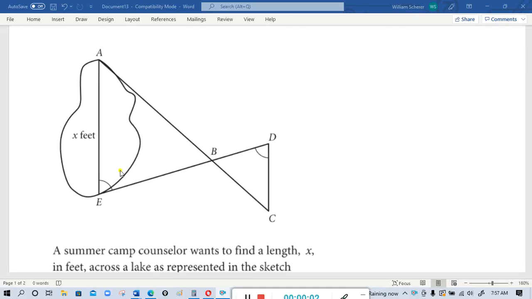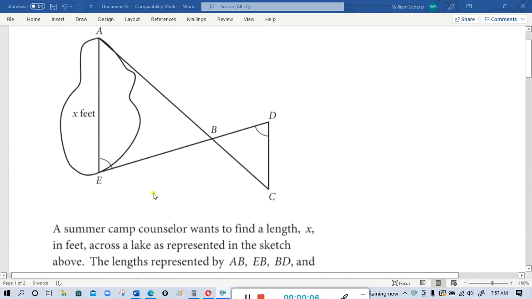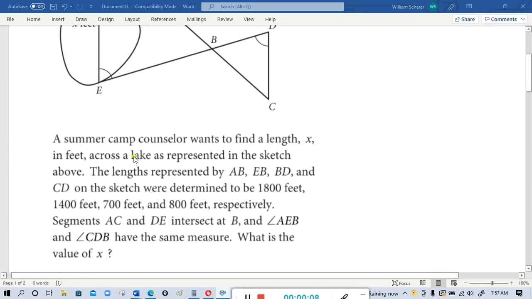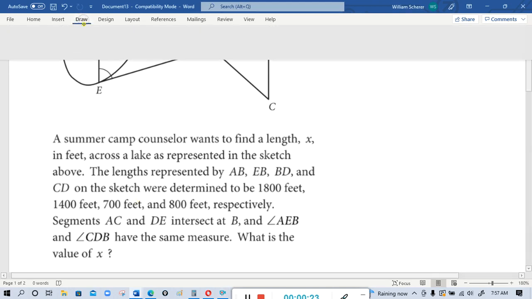So here is an actual problem on the SAT for similar triangles. It says a summer camp counselor wants to find the length X in feet across the lake as represented in the sketch. The lengths represented by AB, EB, BD, and CD on the sketch were determined to be, all right, let's fill in the numbers here.